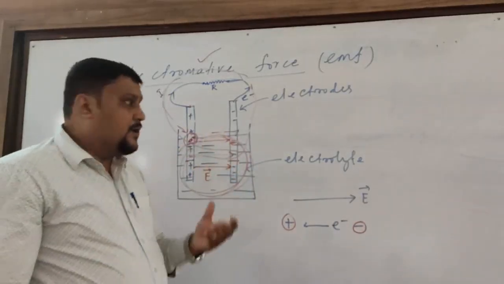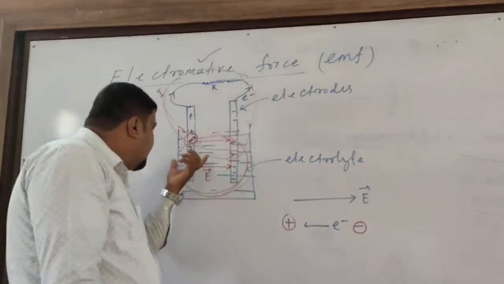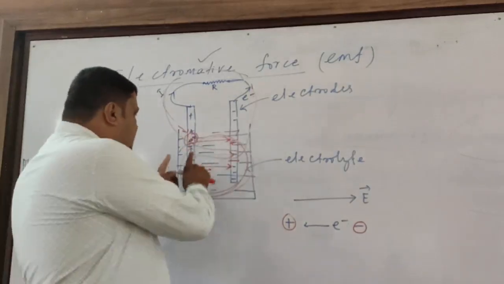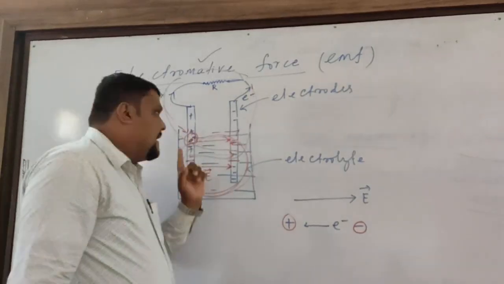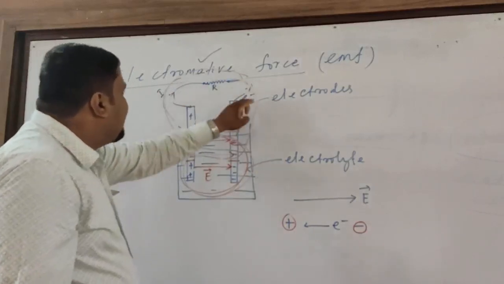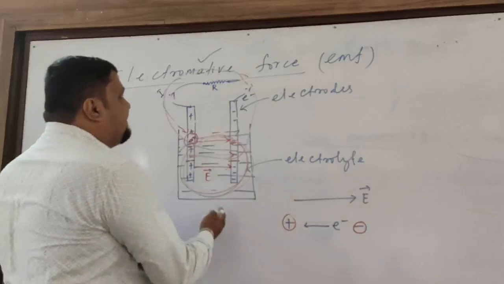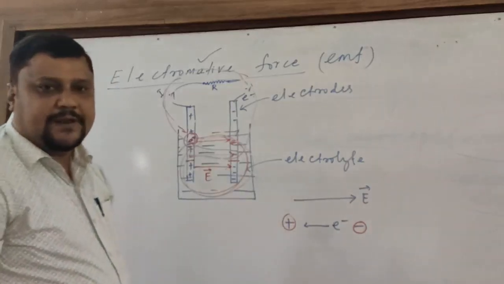And this is non-electrostatic. The motion of the electron here is non-electrostatic. But in this part, it is electrostatic. The electron moves in the electric field. But here, it is non-electrostatic. That gives you the definition of electromotive force.